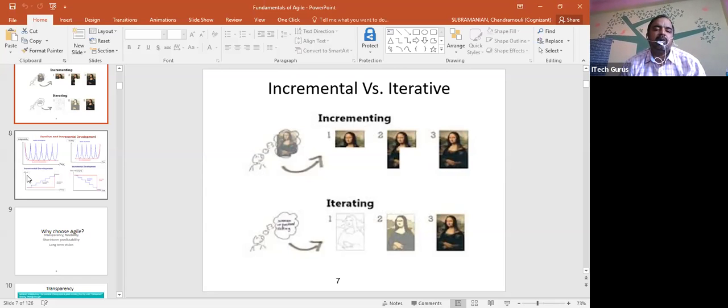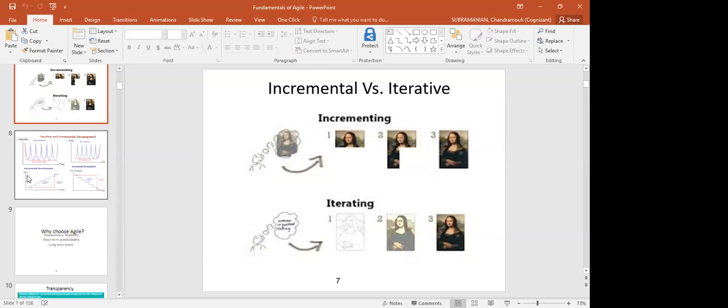Okay, good. Why are we going for incremental iterative? Next question. If you know everything, you need to answer me. Tell me, why are we going for incremental iterative? What is the purpose? What is it that you are trying to achieve? I can do it in a plan-driven methodology, right? I can plan the drawing of the Mona Lisa picture completely and then start doing it. But why are we doing it in an iterative and incremental fashion?